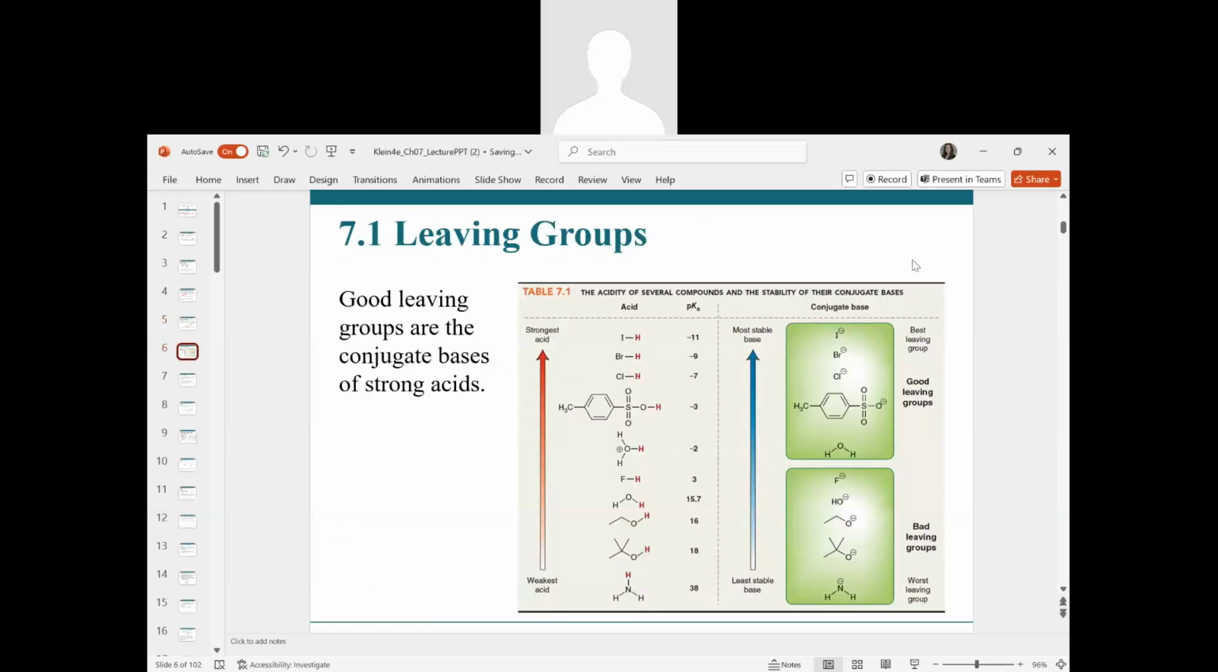So let's take a look at some leaving groups here on this slide. And the best leaving groups shown up here, we should note, are going to be conjugate bases of strong acids. So we have some of the stronger acids listed up here, and their conjugate base, in this case, the iodide ion or bromide or chloride seen here, will all be really good leaving groups. So whenever we have those alkyl halides, we can see these types of reactions occur.